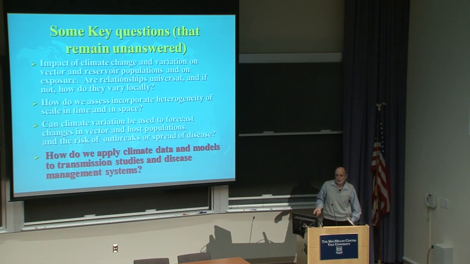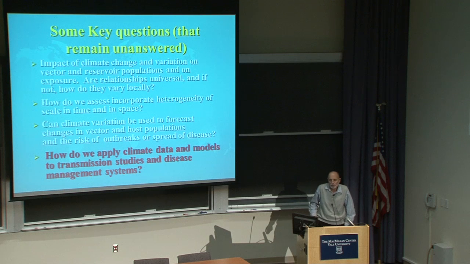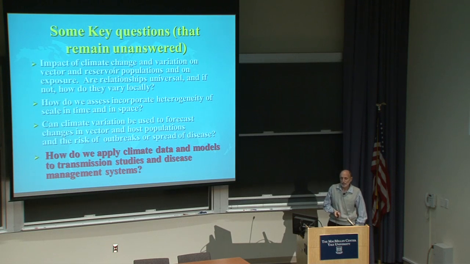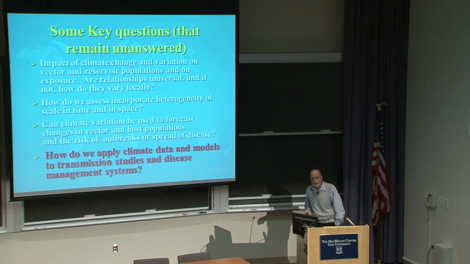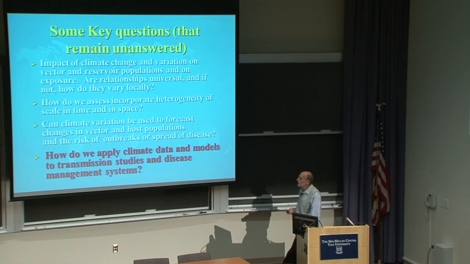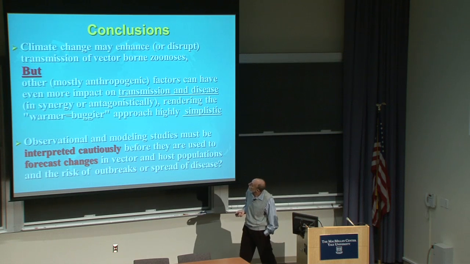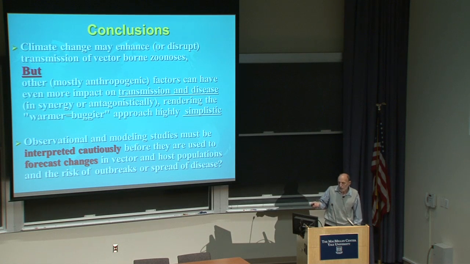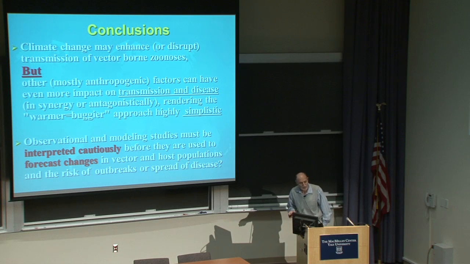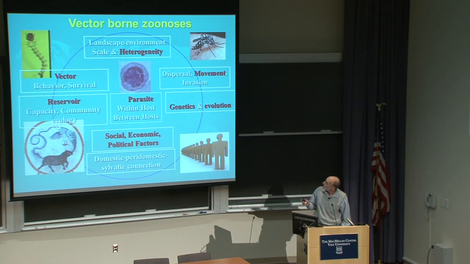So I think some key questions that remain unanswered are: what will be the impact of climate change and variation on vector and reservoir populations and on exposure? Are those relationships universal? And if not, how do they vary locally? And how can we assess and incorporate the heterogeneity of scale in time and space? So the real question is how to better apply climate data and models to transmission studies and disease management systems. And the conclusion, I think I already said, is that climate change can work in both ways, but other anthropogenic changes are equally important. And we really have to interpret modeling studies cautiously before they're used to forecast changes in vector and host populations. And I think I'll leave it at that, and I'm done.